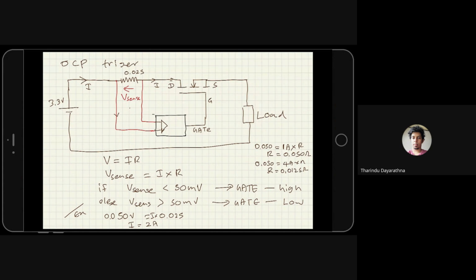Maybe you will not be able to find this one. What you can do is put another 0.025 ohm resistor in parallel to this one. Then it will increase to 4 ampere, because the resultant resistance will be this value. Understand? Yeah, very easy. There is freedom to change this.